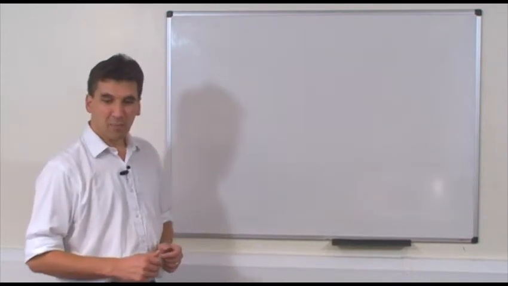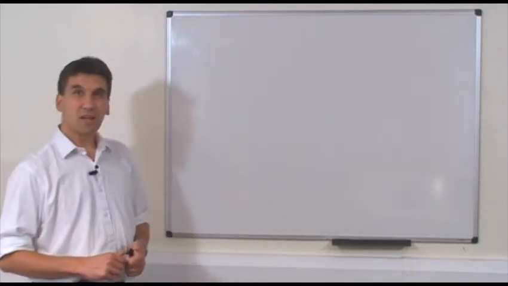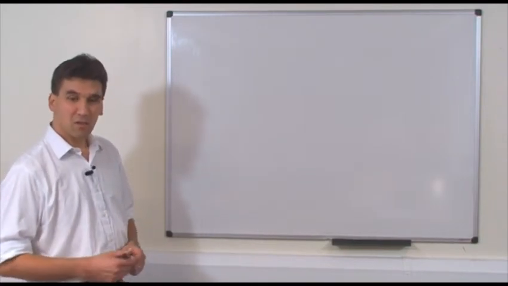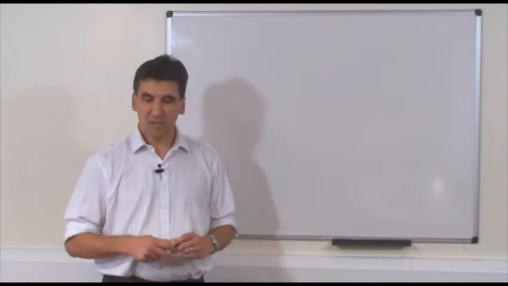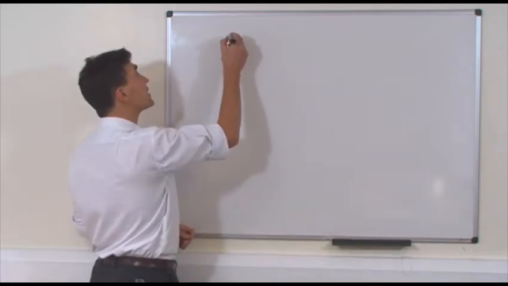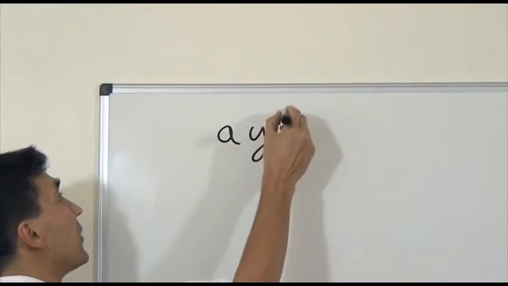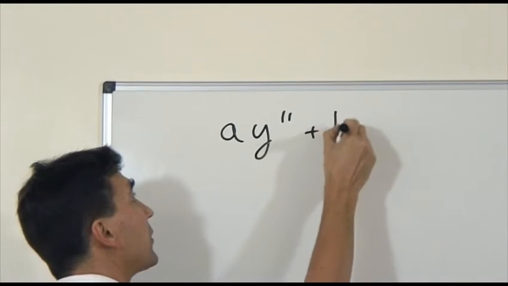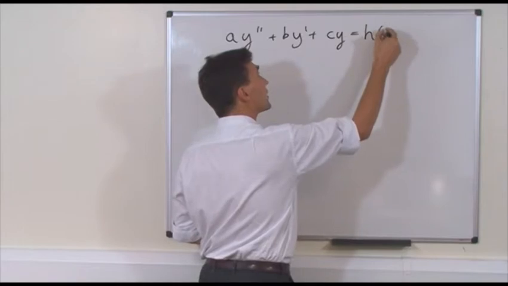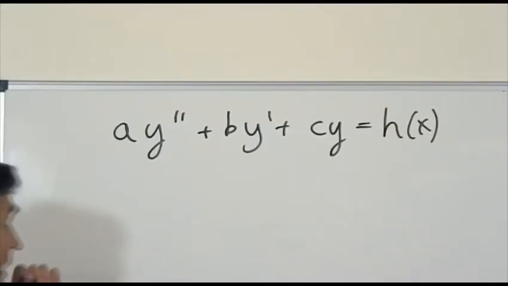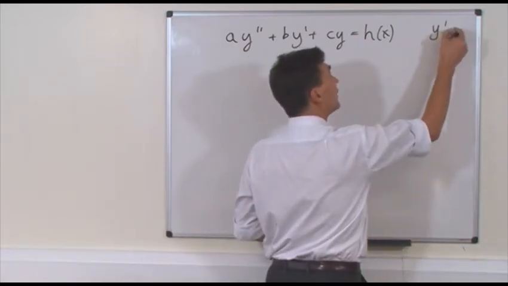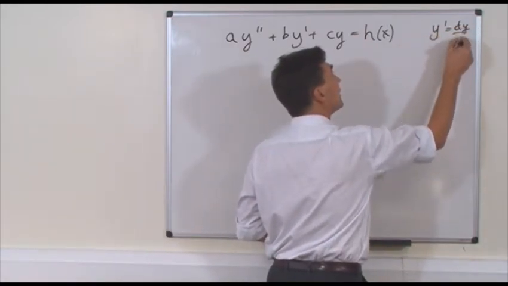In today's podcast, I'd like to talk about second-order linear homogeneous differential equations. So we'll go through what all those words mean with an example. So let's take, as an example, the differential equation a times y double prime plus b times y prime plus c times y is some function h of x. So y is supposed to be a function of x, and y prime, of course, is a shorthand for dy by dx.